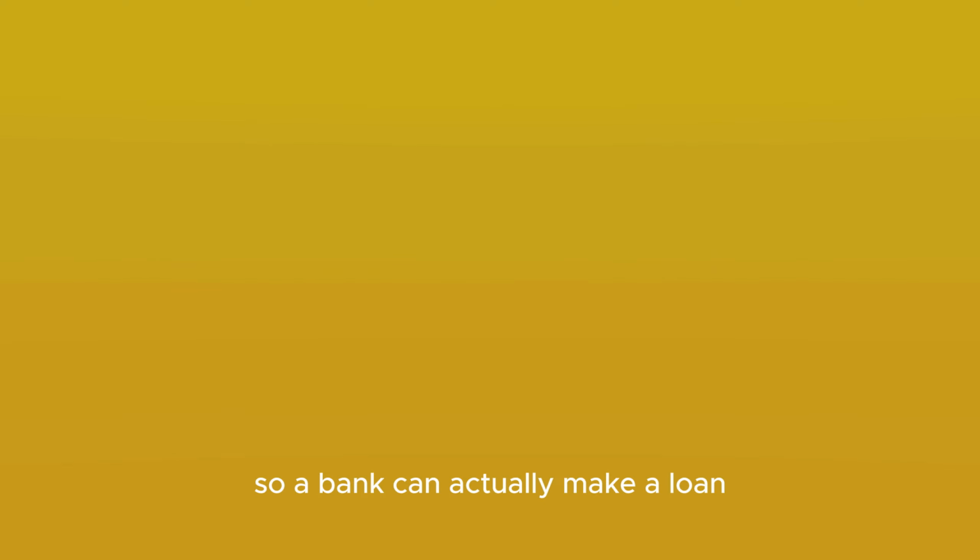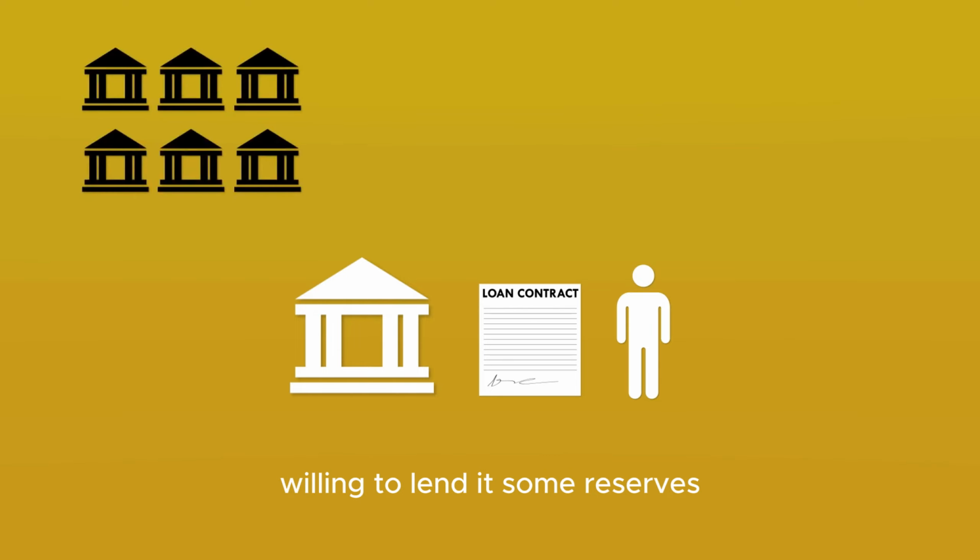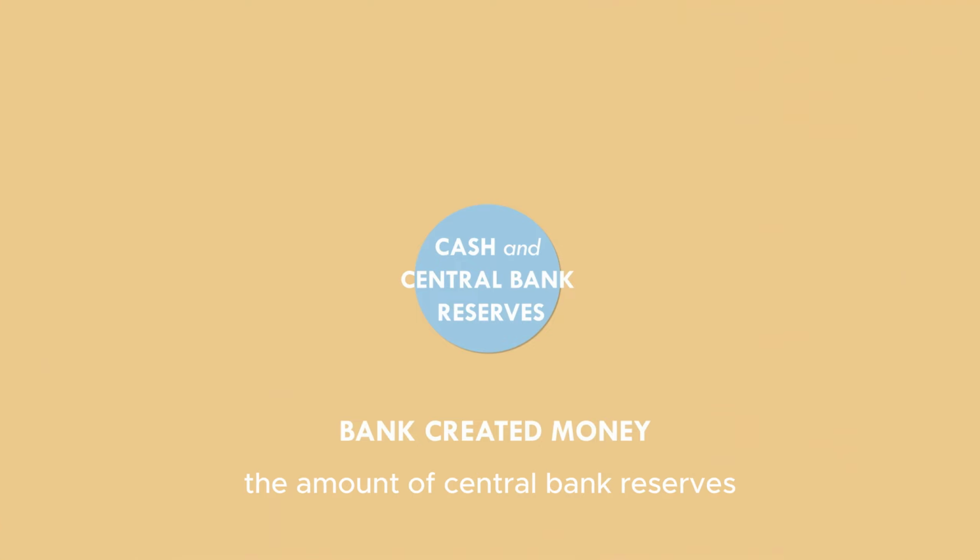So a bank can actually make a loan, creating new money in the hands of the public, even if it doesn't have the reserves, because it knows that at the end of the day, when all payments are netted out against each other, another bank will be there willing to lend it some reserves to settle its own payments. So as long as all banks are increasing their lending at roughly the same rate, the money supply can keep increasing without the need for additional reserves. So banks don't really depend on having reserves before they can create money. They can make the loan first and find the reserves to settle the payment by borrowing them from another bank. And collectively, banks can increase the money supply almost indefinitely without being restrained by the amount of central bank reserves.